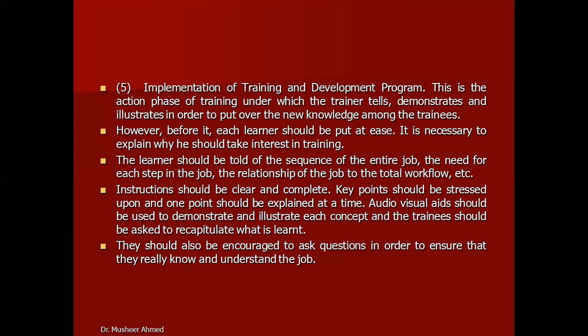Before this stage, each learner should be put at ease, meaning each trainee who is in the training program should be put at ease. The trainer should try his level best to make the trainees comfortable, right?